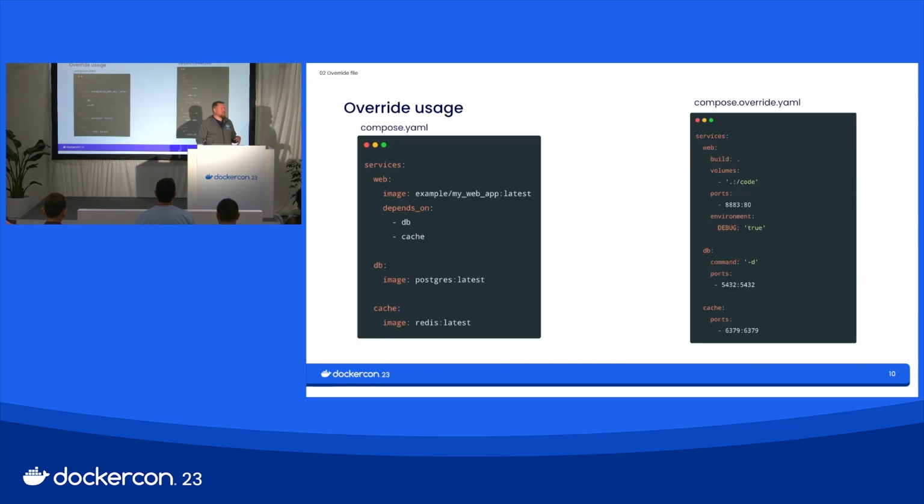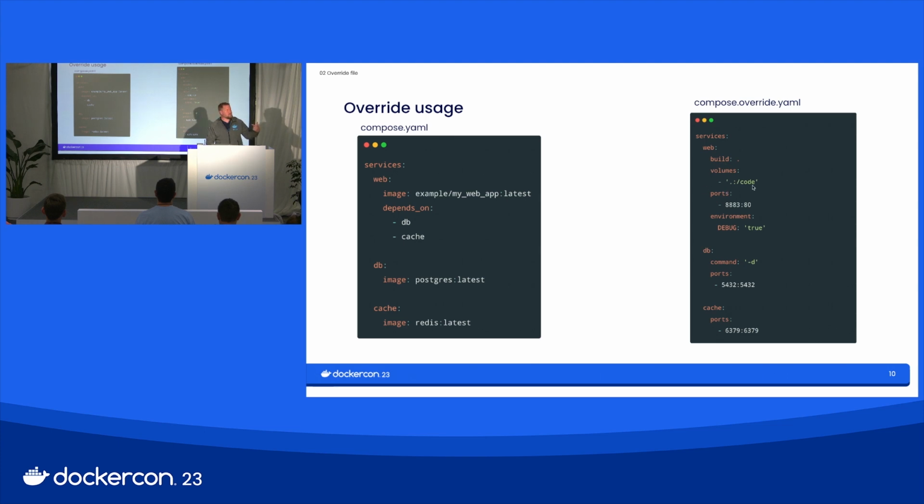Okay? How can you use it? It's pretty easy. You have your main compose file on the left. It defines a web service directly using an image, a database directly using the Postgres image, and it's the same for the Redis service. And on the override file, what you can do is just say, okay, the web service, I want to build it. And so I add a build section.